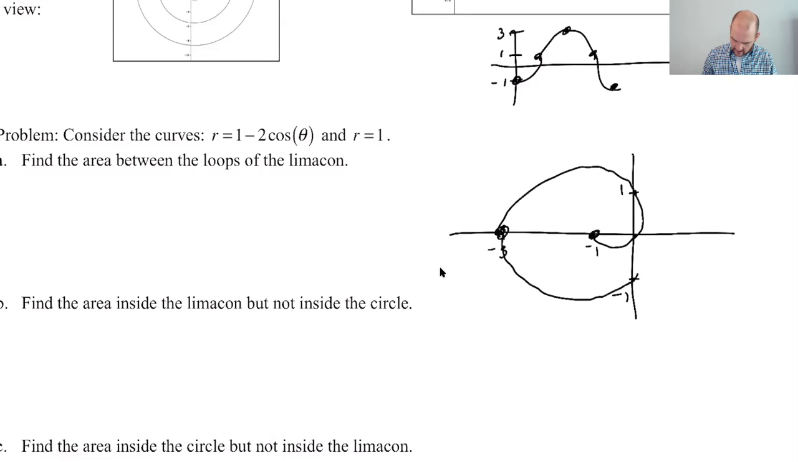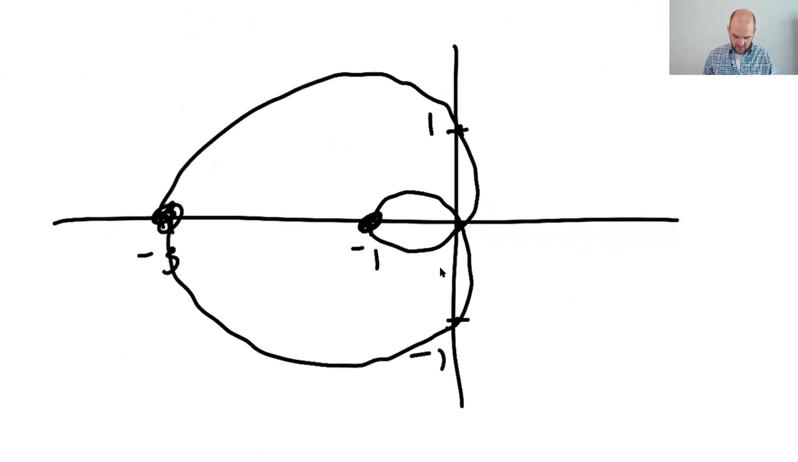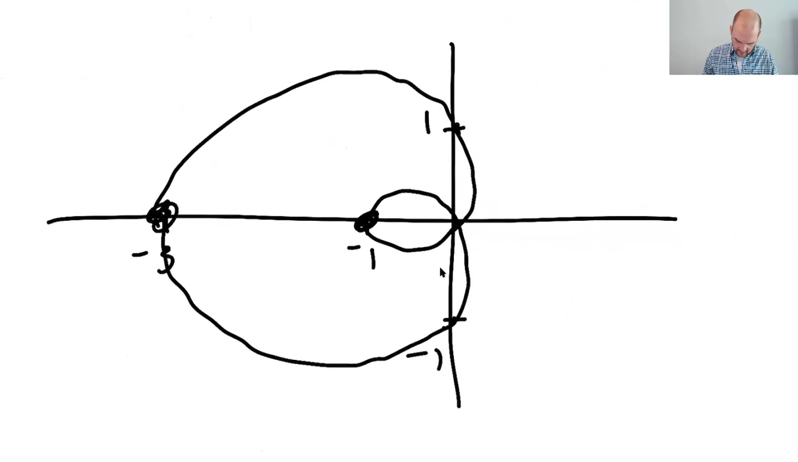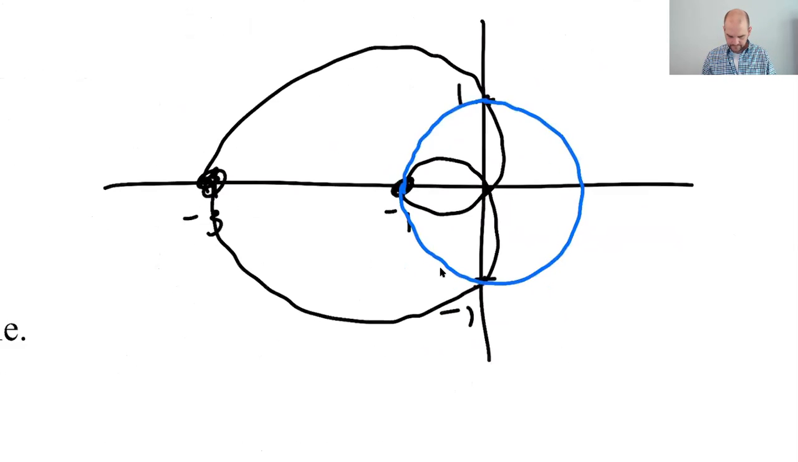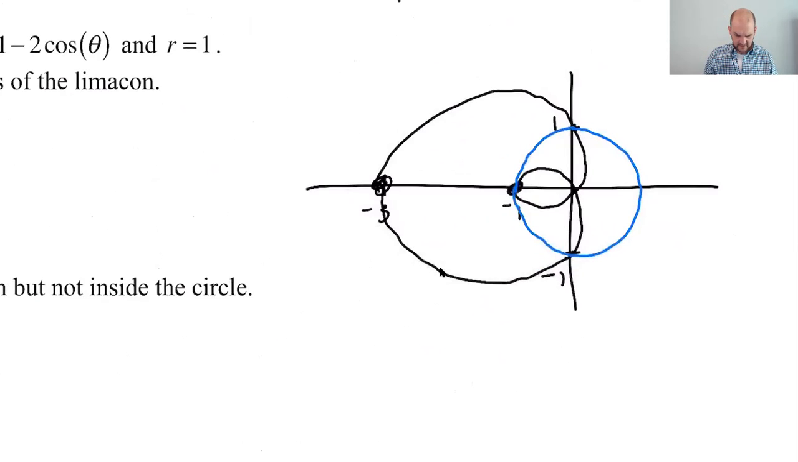A good graph, which I'm not really creating, will help you solve this problem. Then r equals 1 is just a circle with a radius of 1. Just kind of like that. Things got better on the right-hand side.